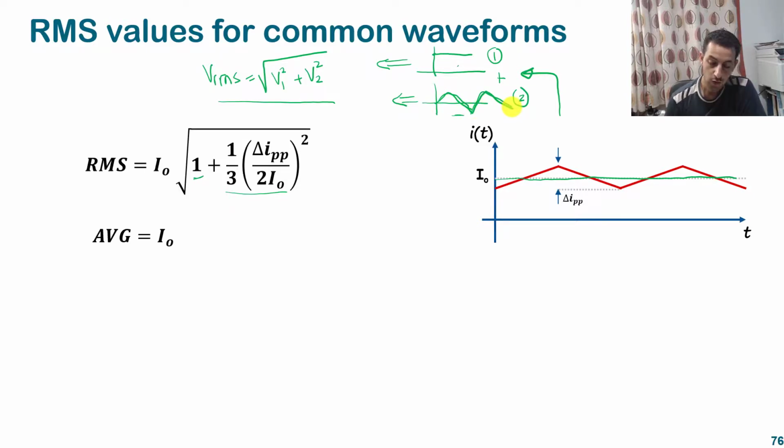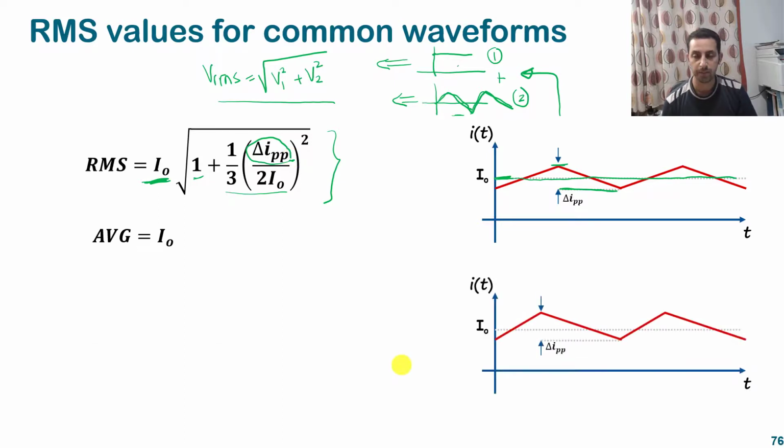Look at this RMS value, please. We have this RMS value in terms of I naught, which is the average value here, and also I peak to peak, which is from that value to that value. Now the conclusion: if I change this waveform a little bit, but maintain the average value I naught and maintain the ripple peak to peak, I will get the same RMS.